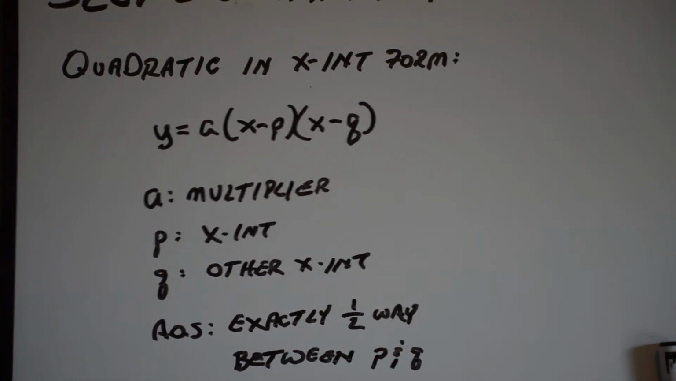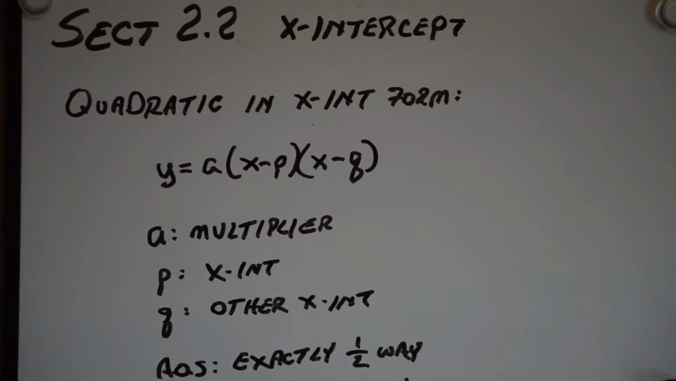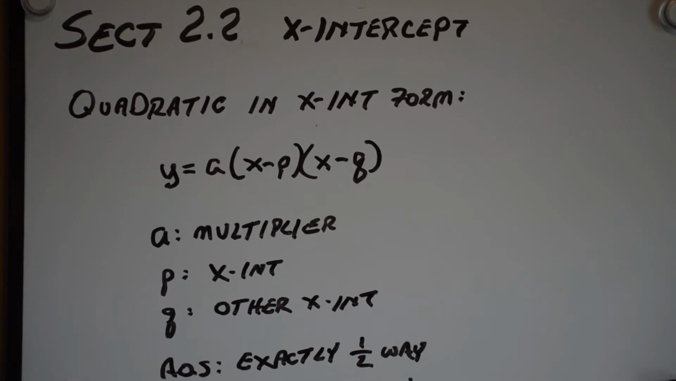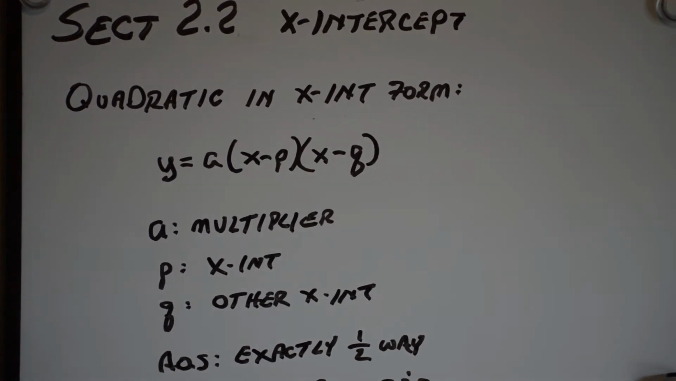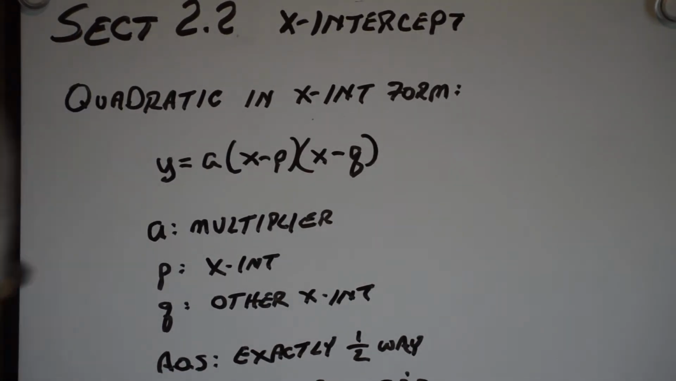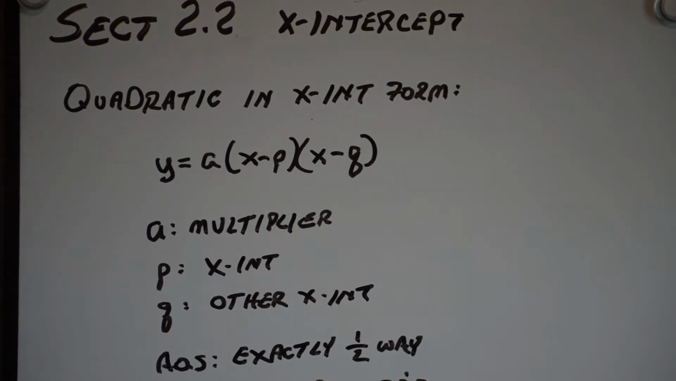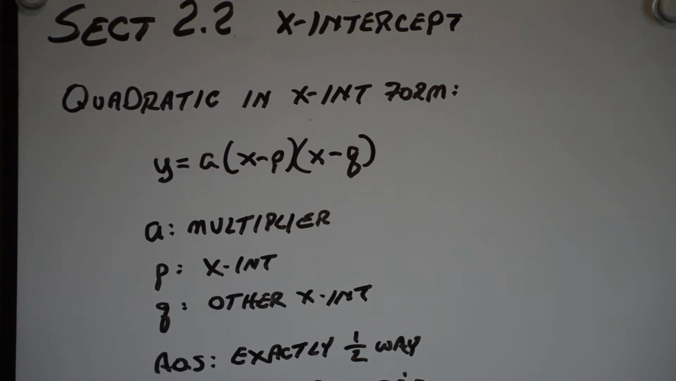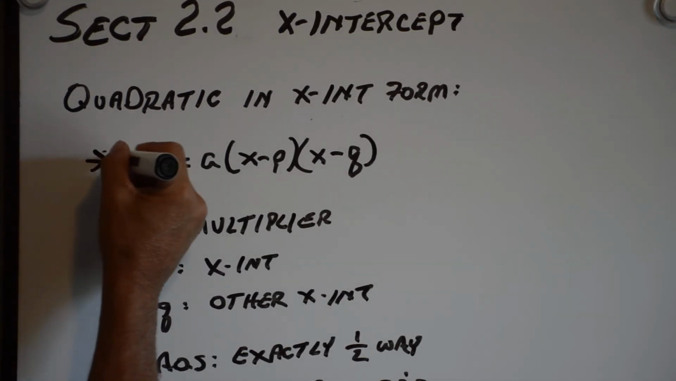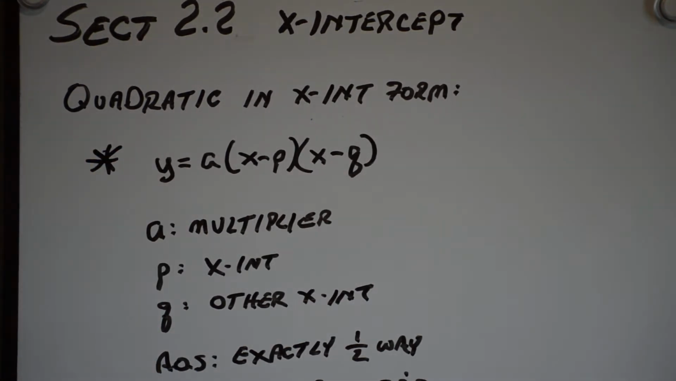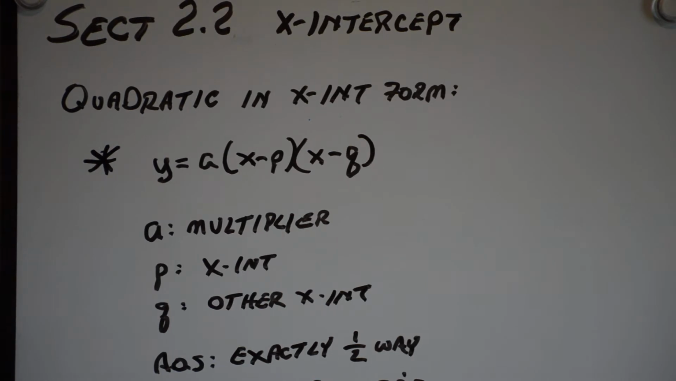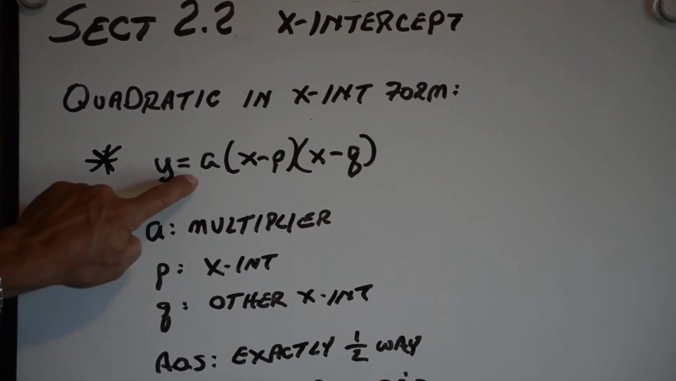All right, the last part of section 2.2 is graphing quadratics and finding information in quadratic functions, equations, when it's in x-intercept form. This is our new formula for x-intercept form. We've had vertex form, we've had standard form. Here is x-intercept form. A is the multiplier.